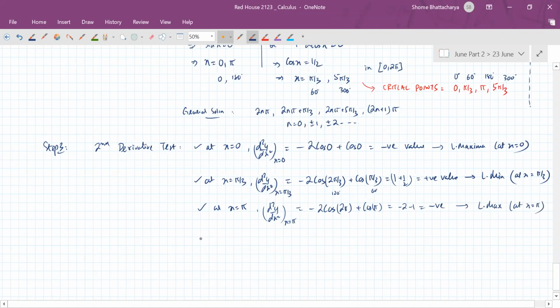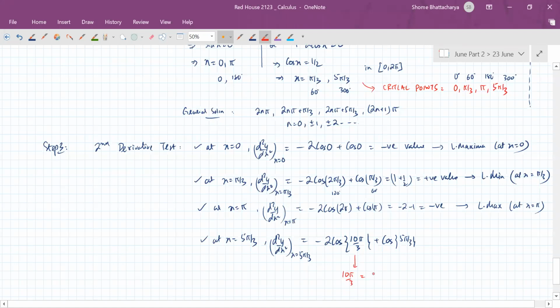And the final point at x equal to 5 pi by 3. Get minus 2 cos 2x. So that is 10 pi by 3 plus cos x. So that is 5 pi by 3. Okay. Now let's look at this quantity.